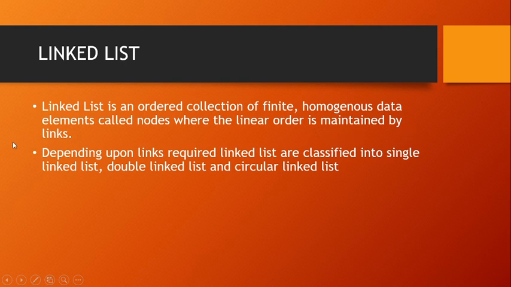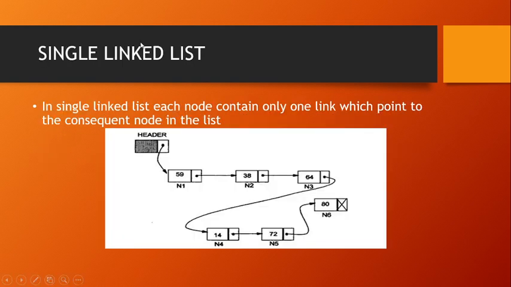The linear order is maintained by links. In the case of an array, the linear order is maintained by consecutive memory locations. But here it is not continuous. Memory will be stored in different locations, and the connections or order will be kept by having a link. Depending upon the link required, linked lists are classified into single linked list, double linked list, and circular linked list. These are the three common linked lists that we are going to study. So I think it's clear what a linked list is: a collection of homogeneous data elements called nodes, and these nodes have been interconnected using links. That's it. So this is a typical structure of a linked list.